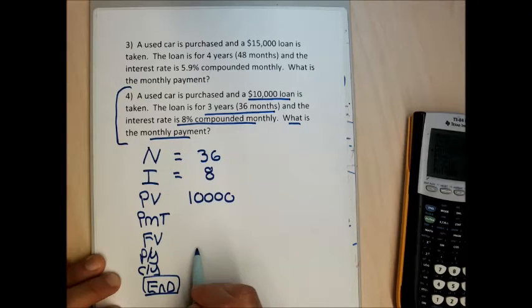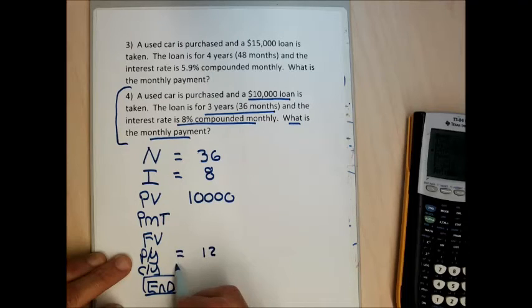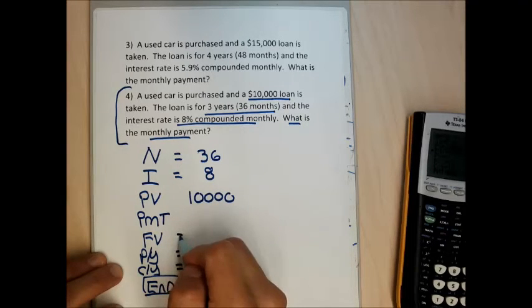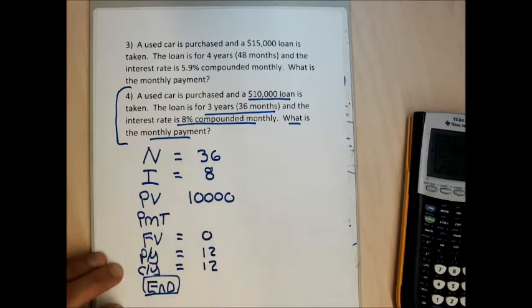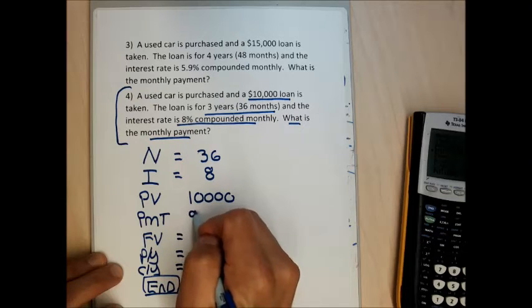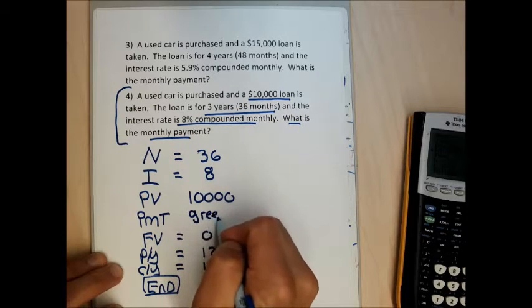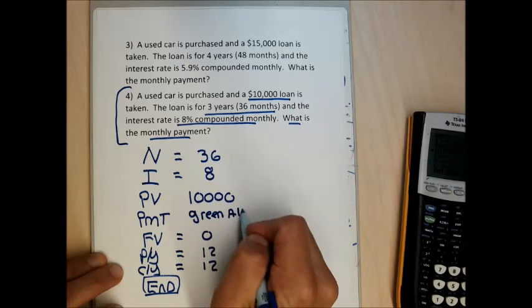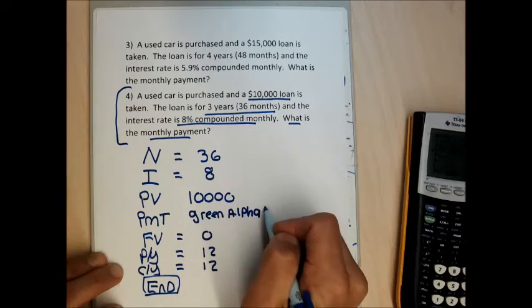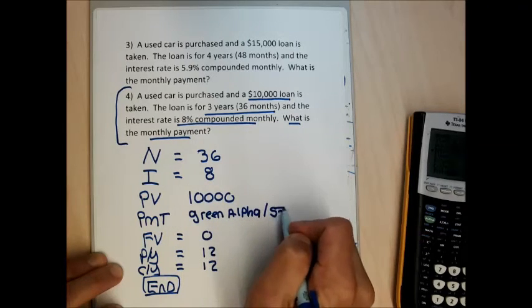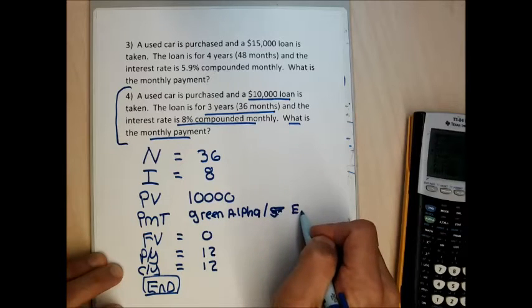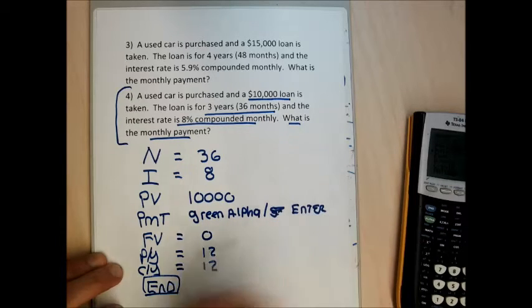That makes the number of payments per year 12, which makes the PY 12. And for our class, we'll always leave the PY and the CY the same. My calculator kind of forces that on me anyways. I'm assuming that the FV is 0, that I'm going to owe 0 after 36 months. And then I'm going to hit the green alpha button, followed by the enter key to figure out what the payment is.